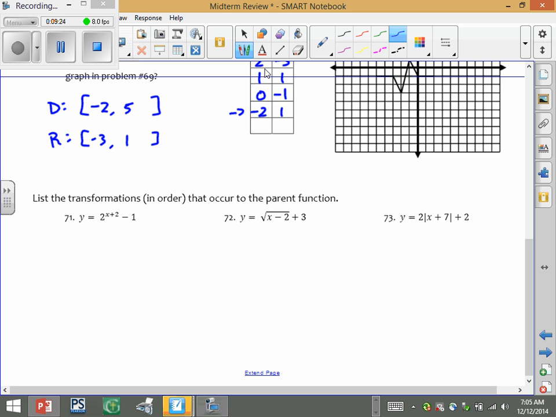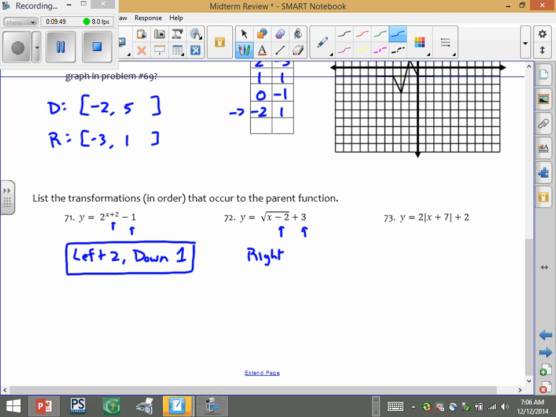All right, list the transformations that occur in the parent functions. So here we have a +2 and a -1. That +2 is inside, which means it's going to go to the left 2. That -1's on the outside of that little exponent thing, so that's down 1. Here we got a -2 on the inside and a +3 on the outside, so that -2 on the inside is going to send it to the right 2. And that +3 is going to send it up 3.